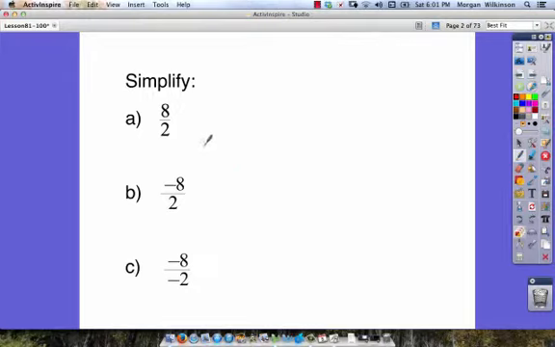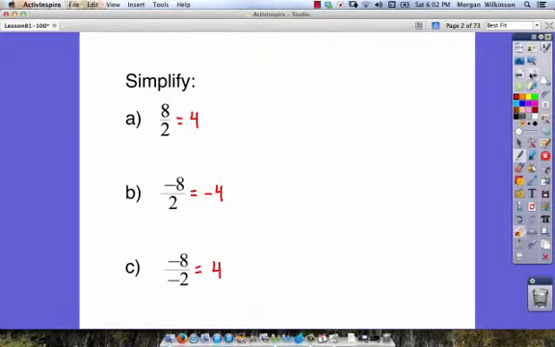Here we have 8 divided by 2. Well, that must be 4. If we have negative 8 divided by 2 for problem B, we're saying what's the opposite of a positive? The opposite of a positive must be a negative, so negative 8 divided by 2 must be negative 4. And then negative 8 divided by negative 2, if we want to figure out what that's equal to, we're saying what's the opposite of a negative? Well, that's a positive. So our answer again is back to positive 4.